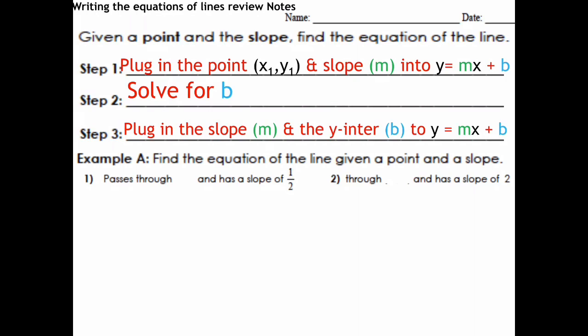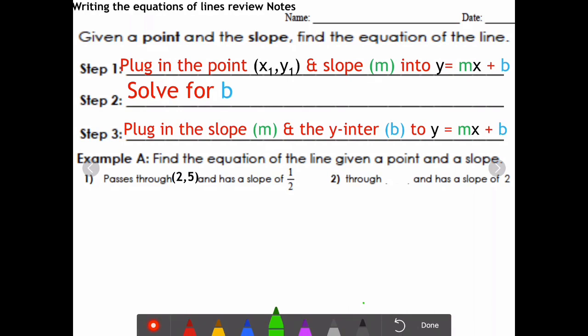Now for number 1, what's given is that you go through the point 2, 5, and the line has a slope of 1/2. So we're going to need to plug these three things into the equation. And when I say three things, I mean the number 2, which is x, the number 5, which is your y, and then this number 1/2, which is this m, which is the slope. So we can go ahead and plug it in.